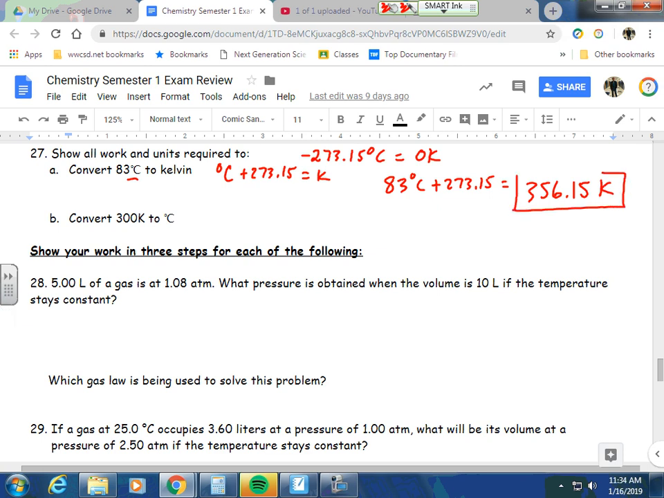Always put your units in there. Always, always, always put your units in there so you remember what you're doing. This is asking you to go the other way.